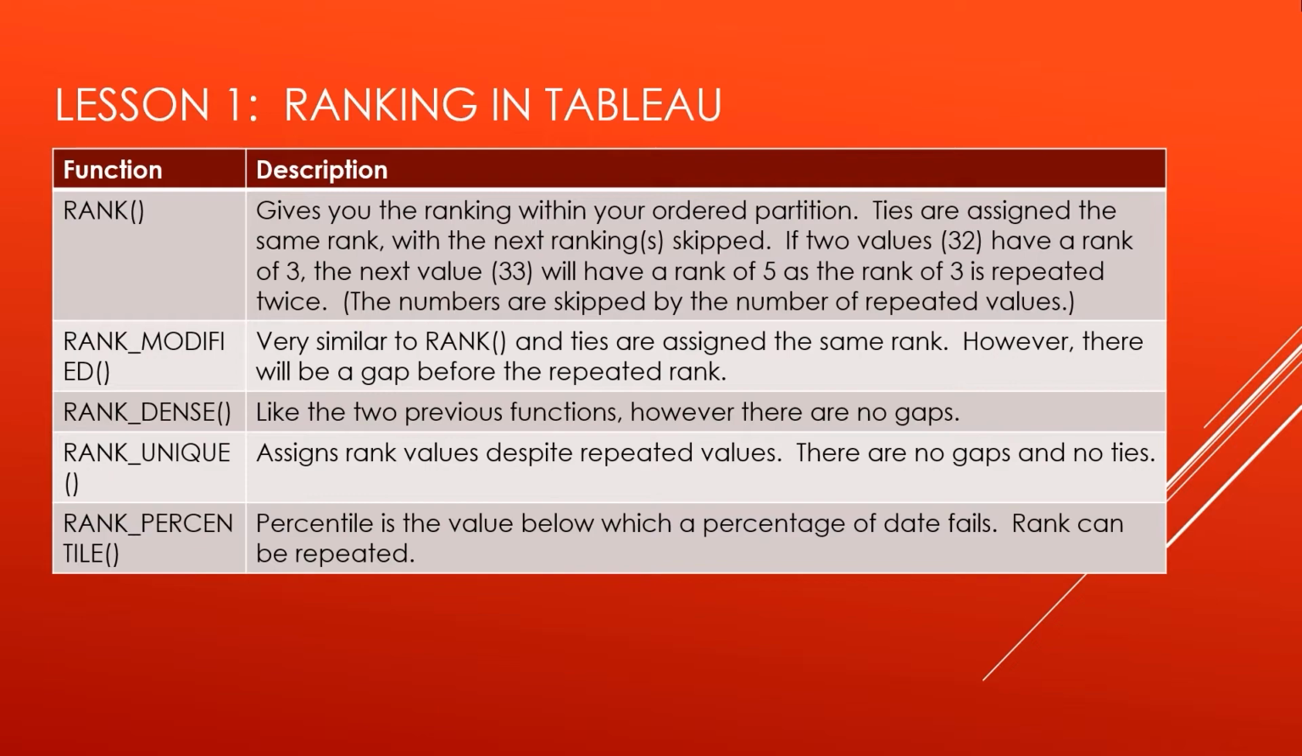You have a rank modified function, which is very similar to rank, and ties are assigned the same rank. However, there will be a gap before the repeated rank. Rank dense is very much like the 2 previous functions. However, there are no gaps. Rank unique assigns rank values despite repeated values. There are no gaps and no ties. And rank percentile is the value below which a percentage of data falls. Rank can be repeated.